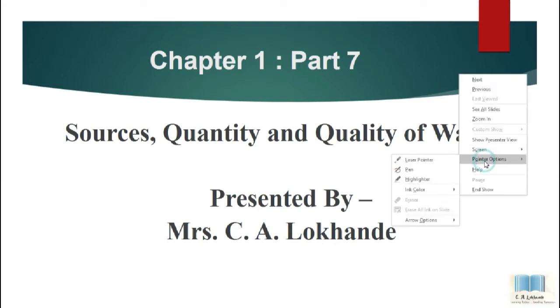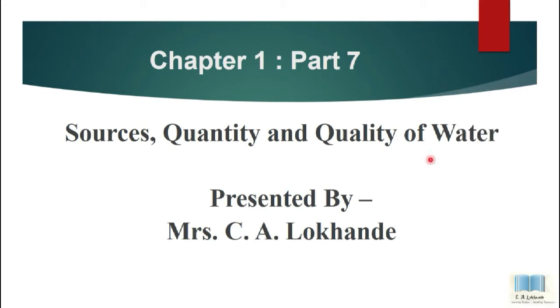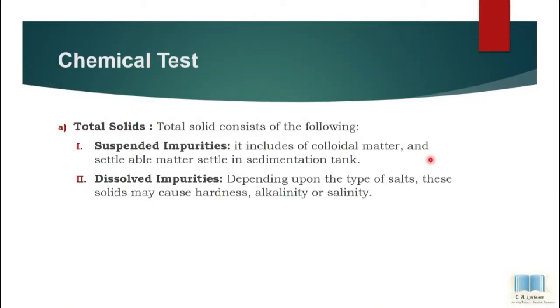Now, first we will discuss the chemical test. There are various chemical impurities contained in the water that should be determined by conducting laboratory tests. The first laboratory test is total solids. The total solids consist of two types of impurities, suspended impurities and dissolved impurities. First, suspended impurities include colloidal matter and settleable matter that settles in the sedimentation tank.